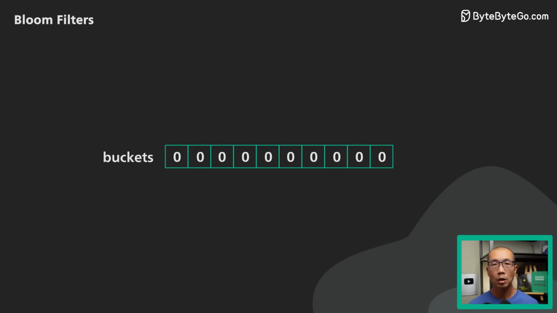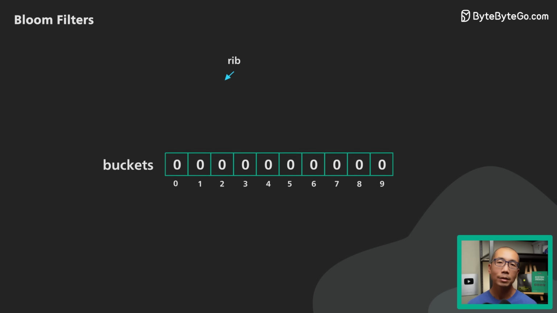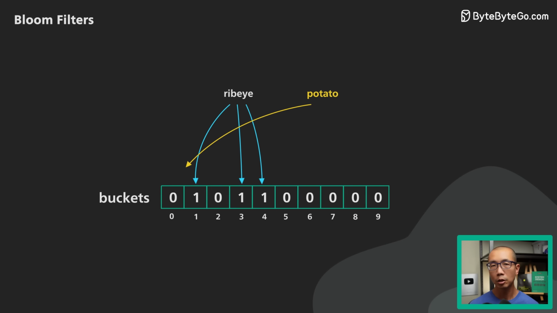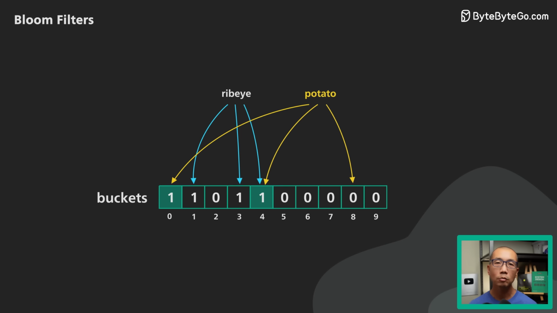For this example, we'll use a Bloom filter with 10 buckets labeled from 0 to 9, and we would use 3 hash functions. Let's start by putting ribeye into the Bloom filter. The 3 hash functions return the numbers 1, 3, and 4. These will set the buckets at those locations to 1. Now this can be done in constant time. Next, let's put potato into the Bloom filter. The hash functions returned the numbers 0, 4, and 8 this time. Let's set those bits.